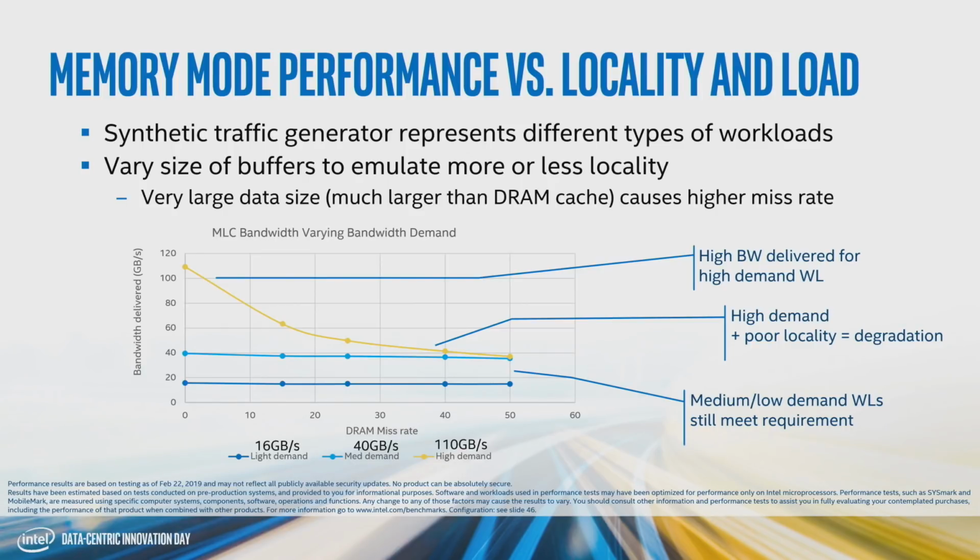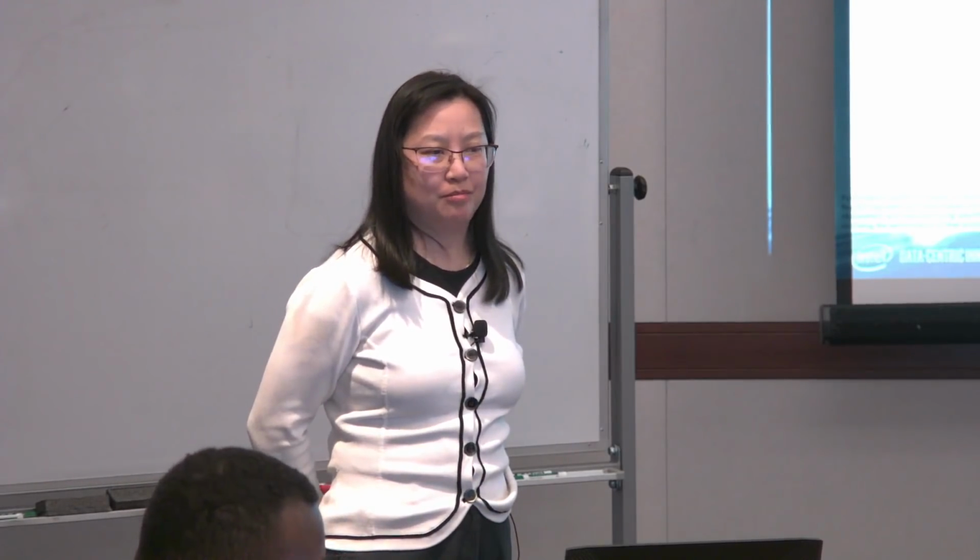So this is a landscape of workloads with memory mode. And with the graph cut off at 50% miss rate, is it pretty flat from that point on? More or less. Well, the yellow continues to drop. But yes, you're able to sustain a base bandwidth.